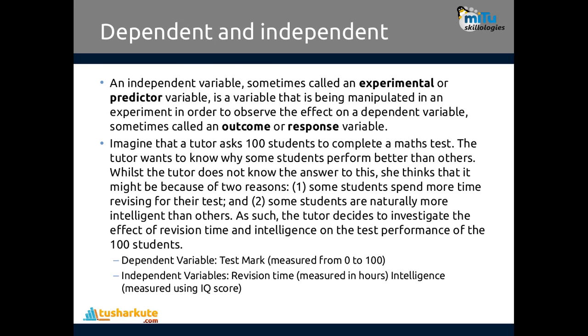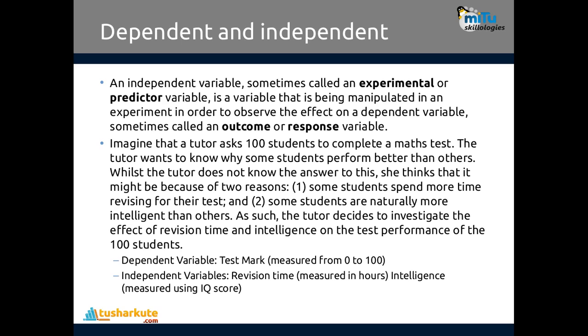Let's see. The independent variable, sometimes called the experimental or predictor variable, is a variable that is being manipulated in an experiment in order to observe the effect on a dependent variable, called the outcome or response variable. So the input variable has multiple names like experimental variable, predictor variable, and the output variable is called the outcome variable or response variable. Any name can be given to it.